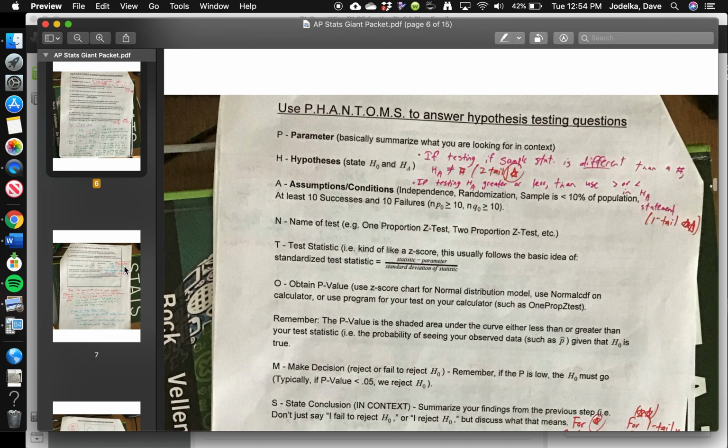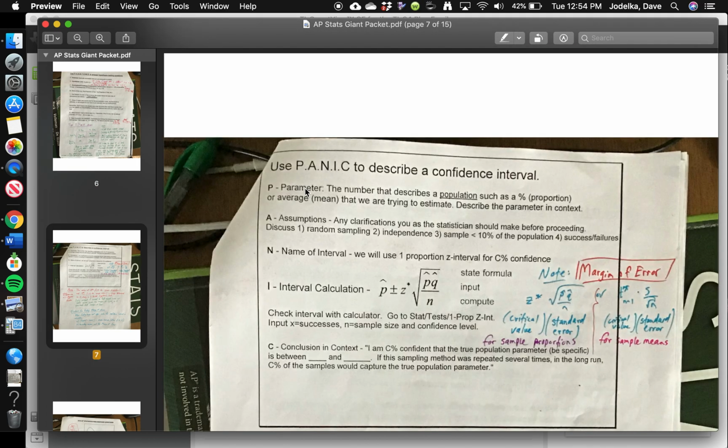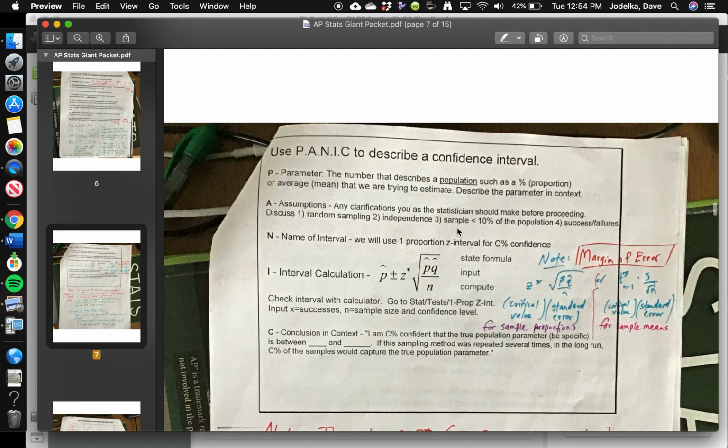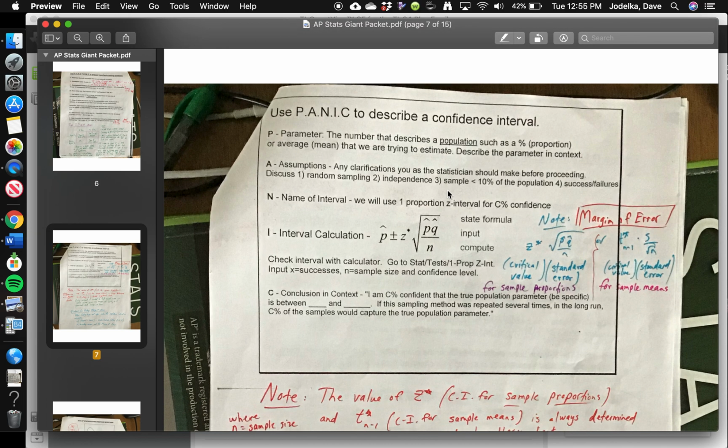the same thing. Parameter is just a way of you saying what you are looking for, and you're going to be testing whether or not a sample proportion or a sample mean is greater than something, less than something, or in this case your parameter, if it's a confidence interval, you'd say I'm looking for an interval in which to find the true proportion of the population or the true mean of the population with this much confidence. So that's what your parameter always is.